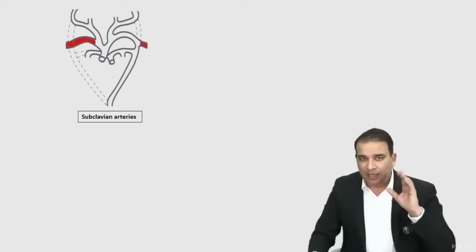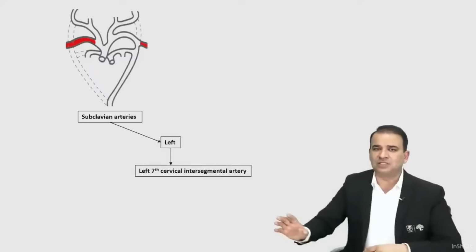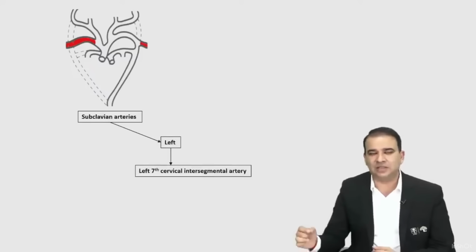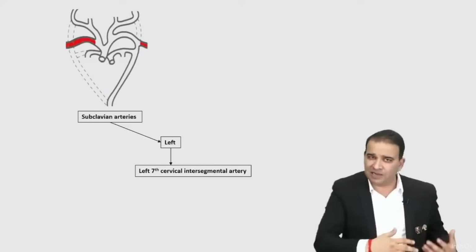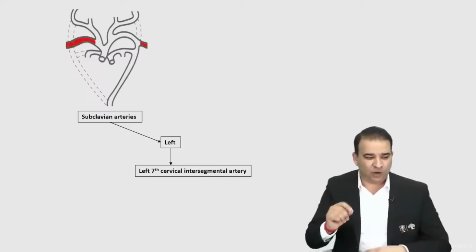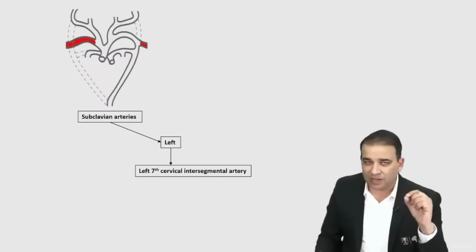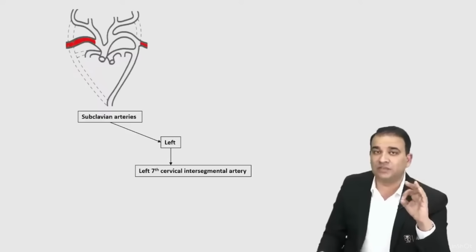If you talk about the left subclavian artery, it is very simple. It is formed by the left 7th cervical intersegmental artery. There are intersegmental arteries, and I'm talking specifically about one of them called the left 7th cervical intersegmental artery, which gives rise to the left subclavian artery.